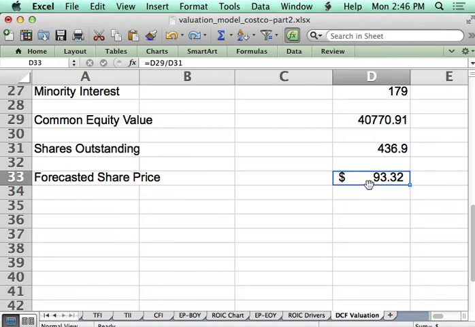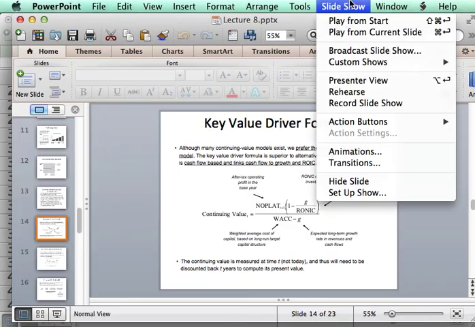Okay, almost done, but we got one more valuation to do. I said we were going to do 2 valuations this semester. We're going to do a DCF, and I also said we're going to do an economic profit valuation. So now we need to do the economic profit valuation of Costco, right? So again, I'll go back to PowerPoint lecture note 4.